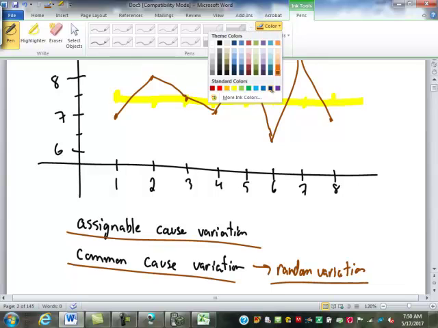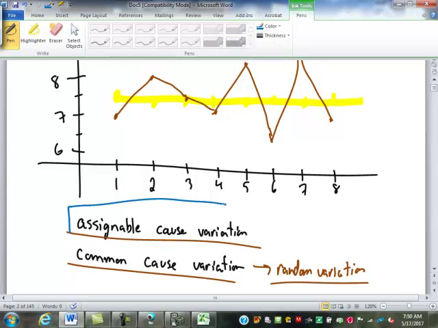Assignable cause variation is something that can be found and eliminated. And that's where this run chart comes in. As we're looking at it, we want to make sure the points on this chart are random.